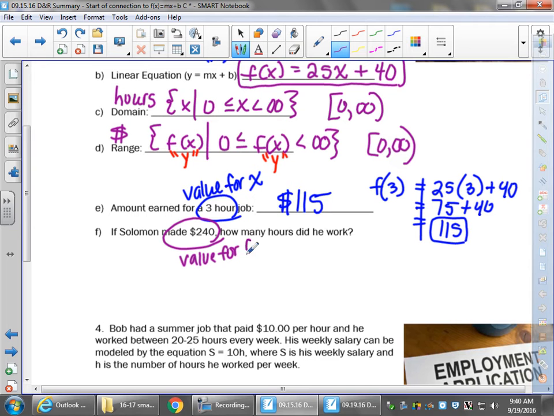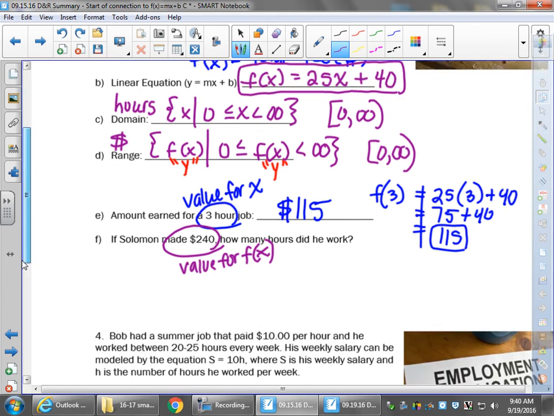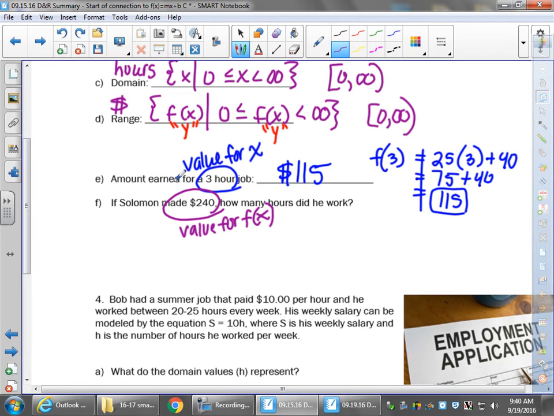So write it down. F of x. Because f of x, as you defined right here, is all about money. So right here, folks, is the framework for the whole question. Pay attention to how you defined your variables. So how am I going to set this up? Who can help me out? Set it up. Richie, what do you got?